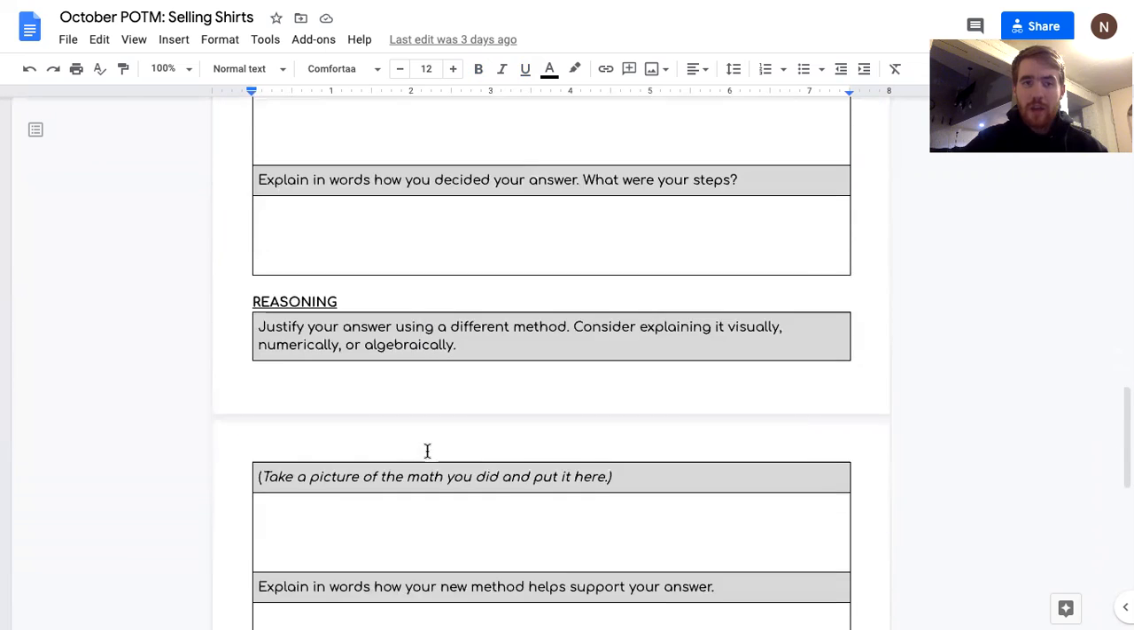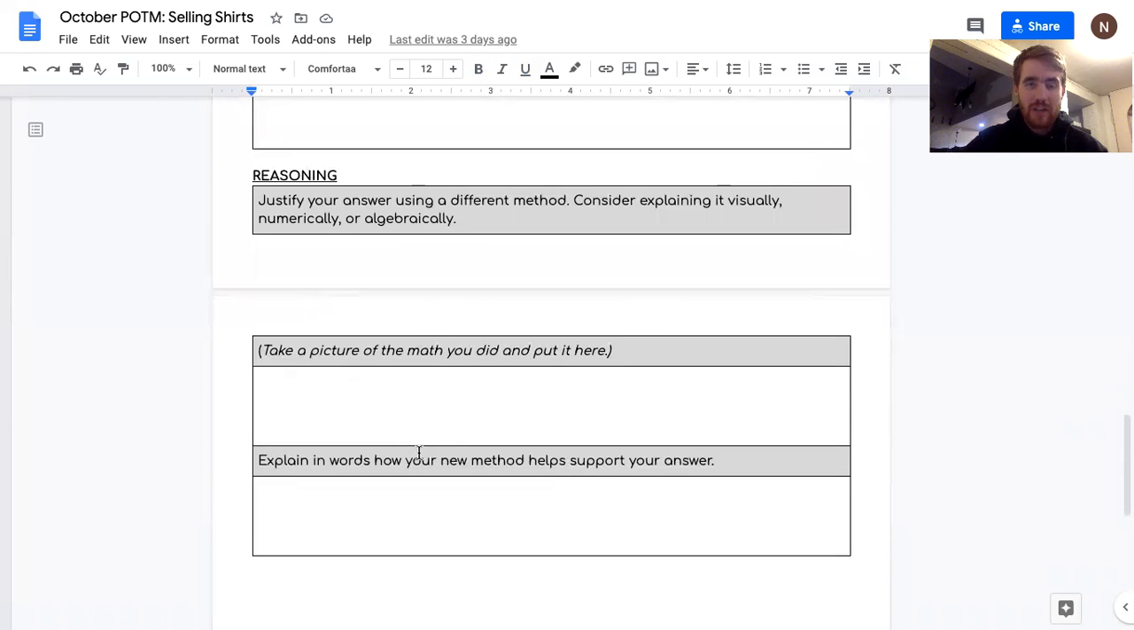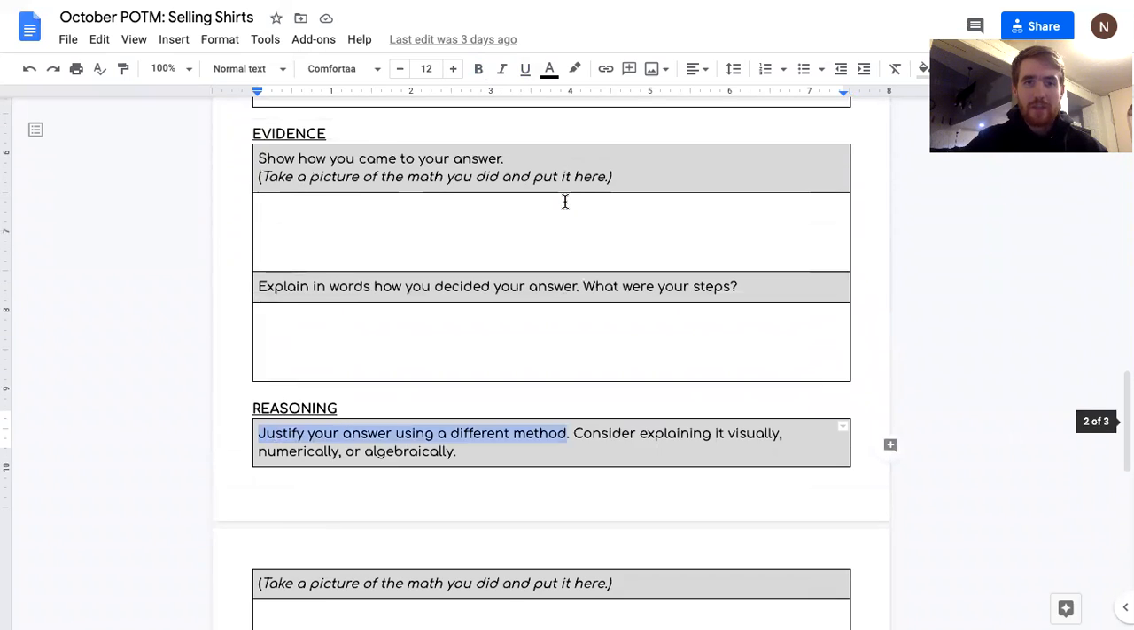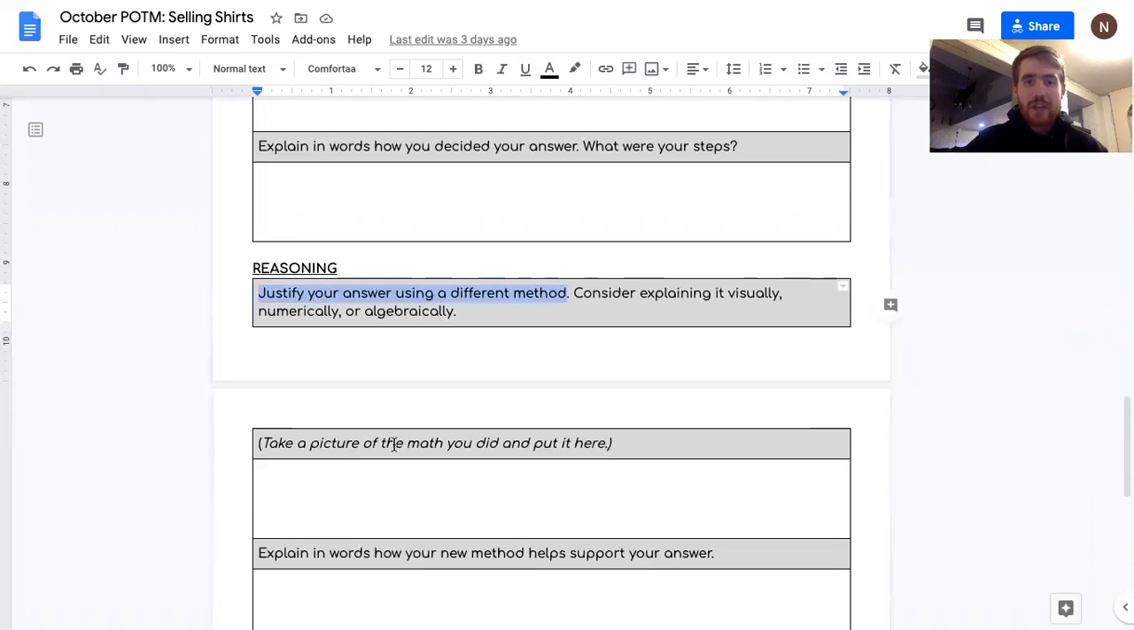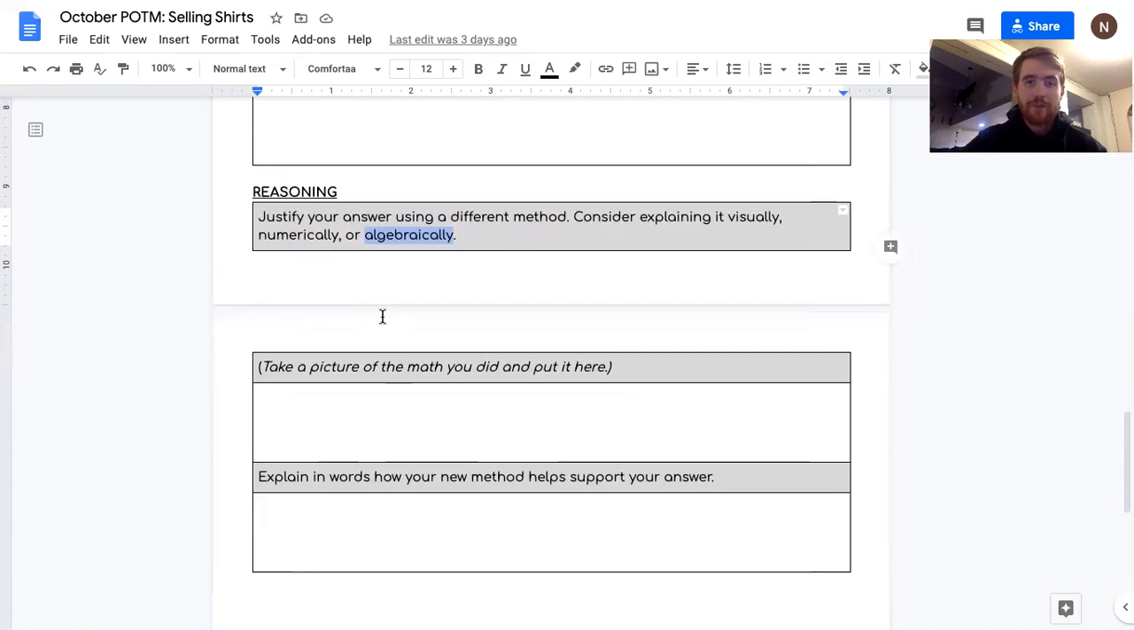In this video, we're going to be talking about how to complete the last section of the write-up, the reasoning section. So this section asks you to justify your answer using a different method. Basically what this is saying is if you used a graph to answer and explain your work up here, then you need to use a different way of explaining it here. And in this video, we're going to be talking about 3 different ways you could solve it: visually, numerically, or algebraically. If you haven't figured out how to solve it at all, this could actually help you solve it because we're going to talk about different ways you might be able to solve the problem.